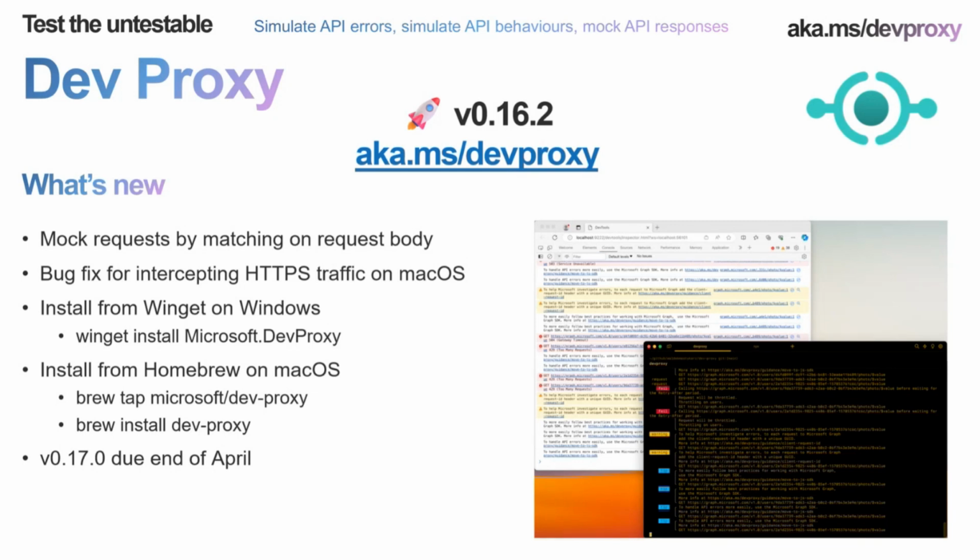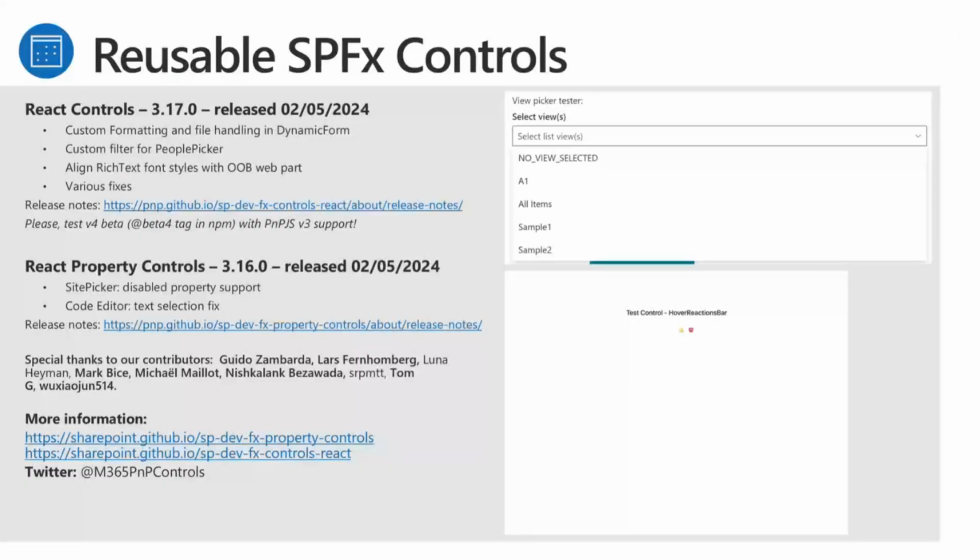Wonderful. Thank you, Gary. All right. Our next open source initiative is our reusable SPFx controls. We have web part controls and we have property controls, and they're respectively version 3.17 and 3.16. We have some new controls. For example, in the property controls, we have updated the site picker and disabled the property support, and we've updated the text selection fix for the code editor.